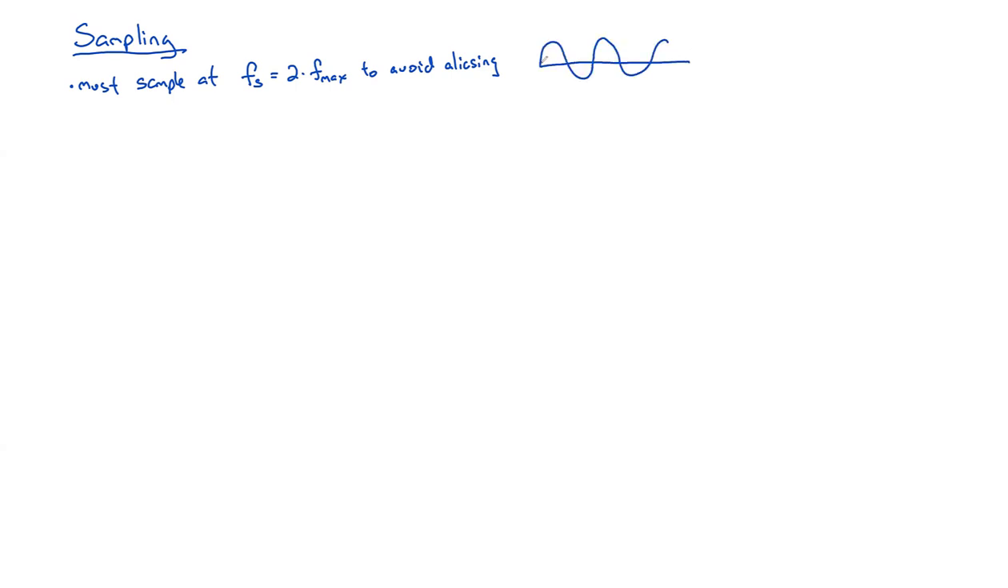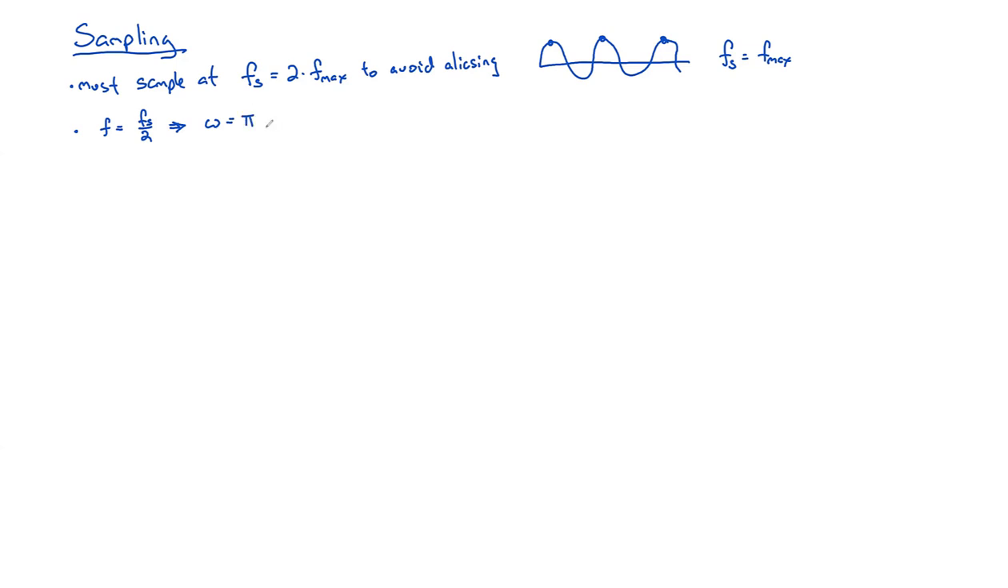You've got a cosine, and if you undersample it, this is what happens when fs equals fmax. If you undersample it, aliasing makes your signal look much lower frequency than it actually is. And we also said that in the continuous time domain, a frequency that is equal to fs over 2 corresponds in the discrete domain to an omega that's equal to pi.